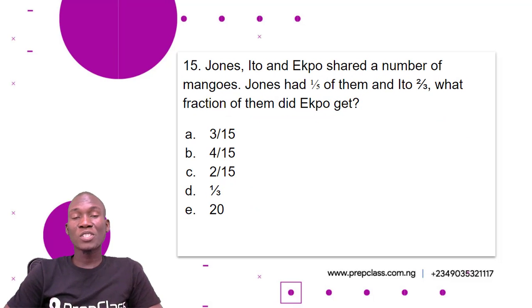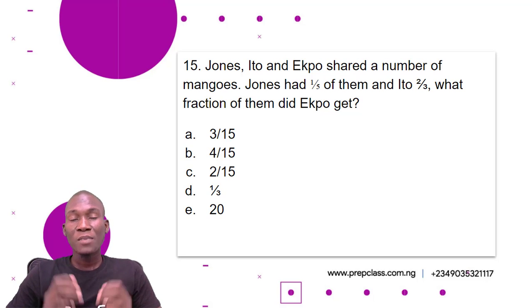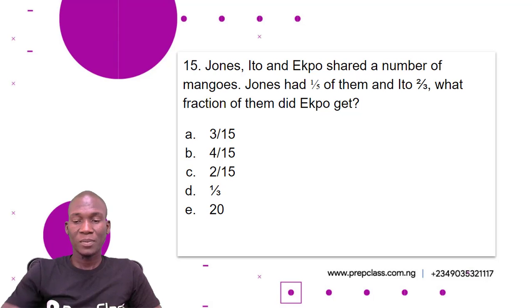So looking at the last question for this video, Jones, Ito, and Ekpo shared a number of mangoes. Jones had 1/5 of them, and Ito had 2/3. What fraction of them did Ekpo get? A. 3/15, B. 4/15, C. 2/15, D. 1/3, E. 20.